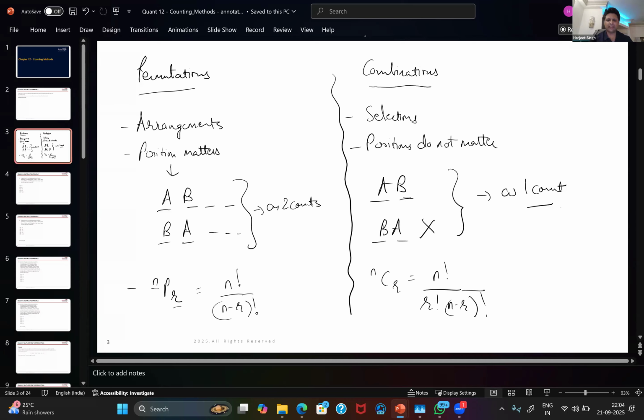Out of n, you're selecting r, and out of n, you're arranging r, basically. So that's how I would read it. Out of n, arranging r items. And this is out of n, selecting r items.